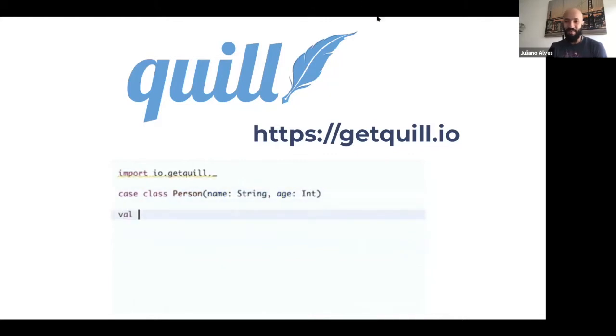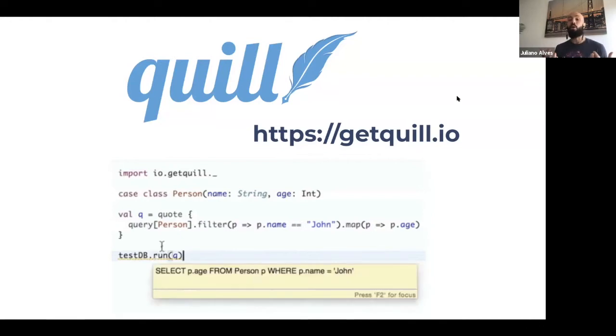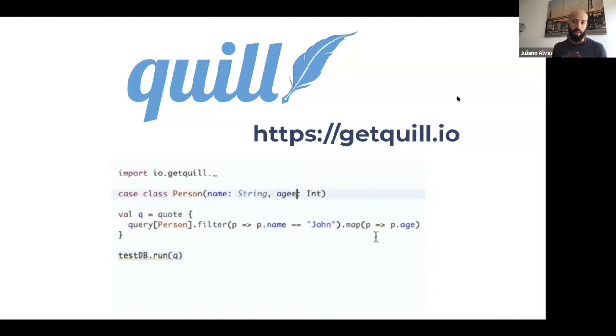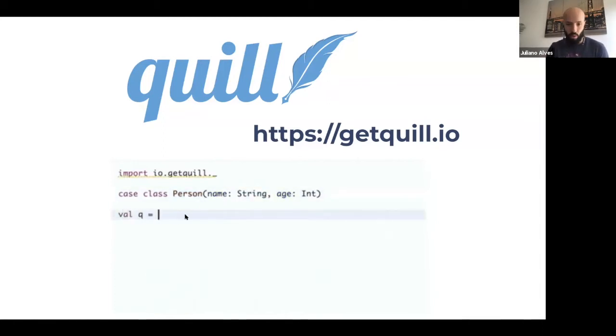So, well, for the ones that don't know Quill, Quill is a library for Scala that allows you to generate safe SQL queries given your case classes and code that's written in collection-like code in Scala. You can generate your SQL at compile time, except for this quote here.